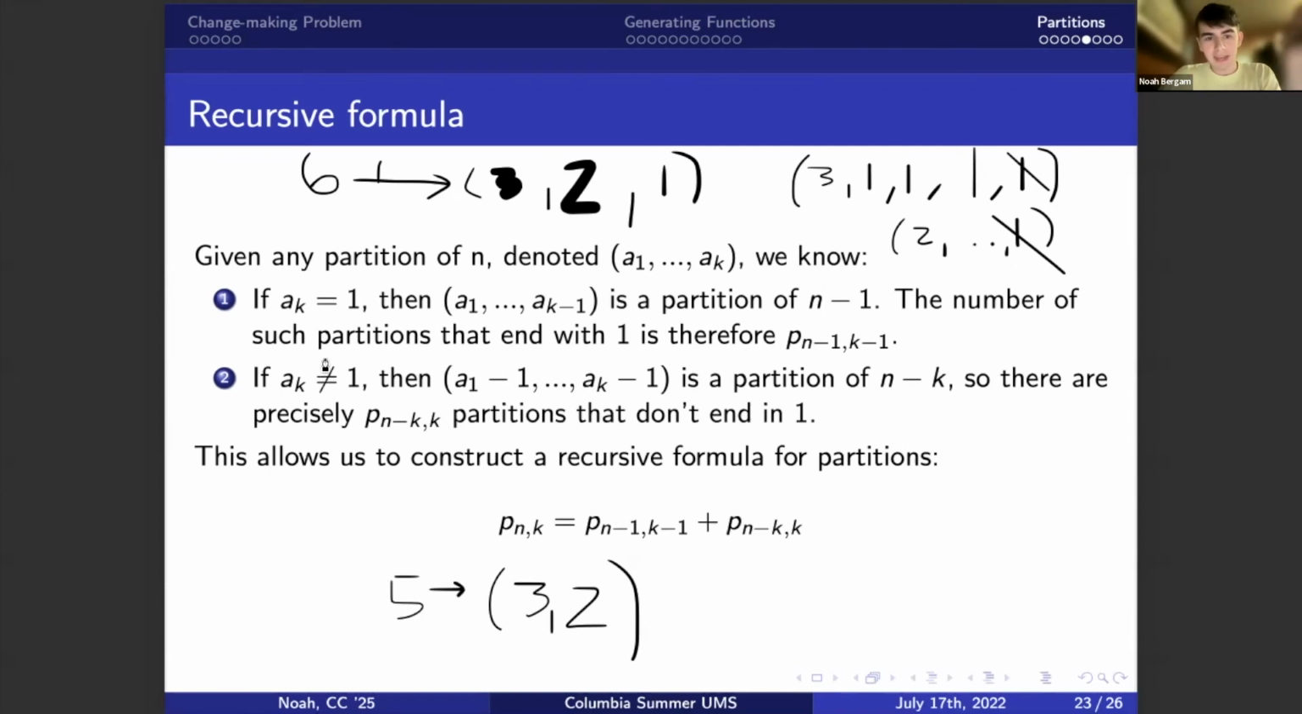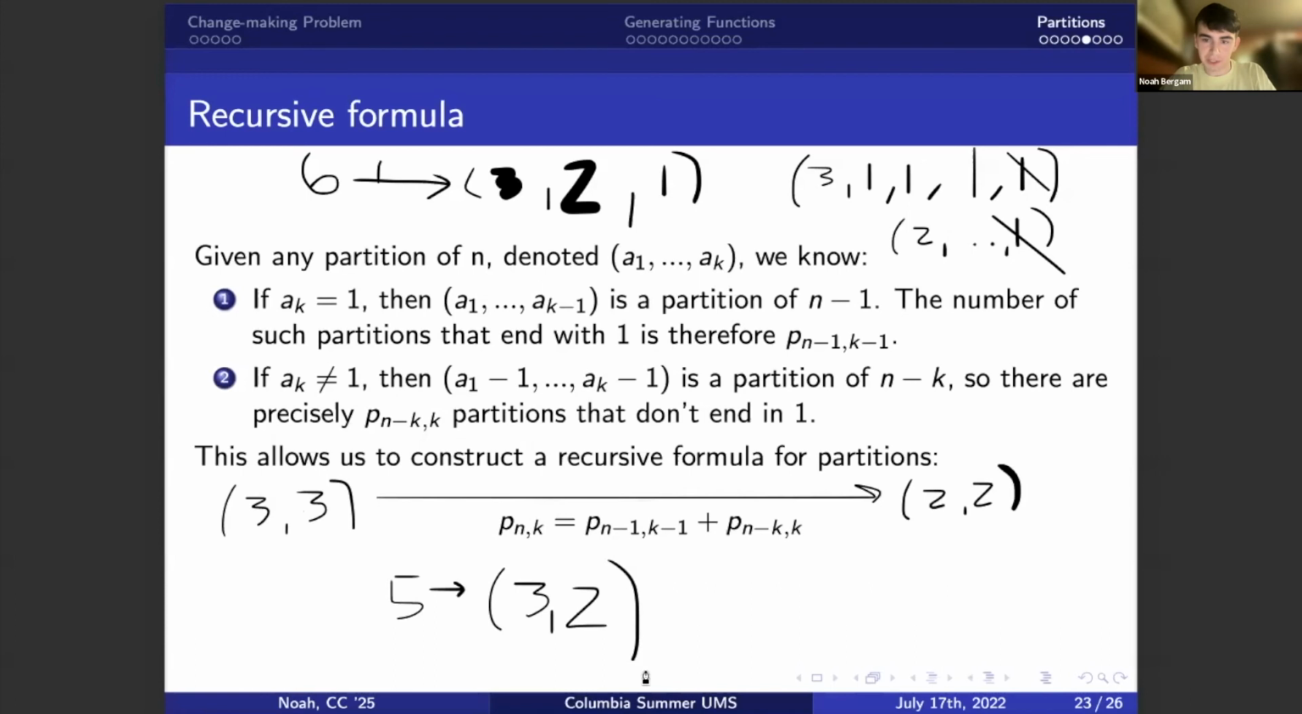Now, in the other case, if a_k is not equal to 1, then we can do something where we subtract 1 from every single element in the partition. And then that becomes a partition of n-k. So again, it's useful to look at a specific example. If we have 6 expressed as a partition, let's say 3, 3, then if we apply this method, sorry for the really long line, it becomes 2, 2 if we subtract 1 from every single element of the partition. And this is a partition of 4.